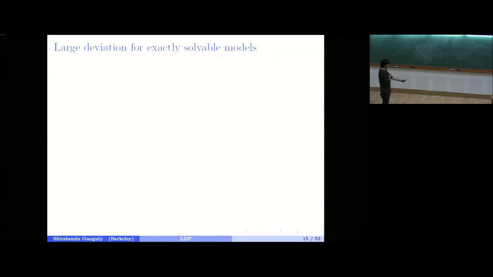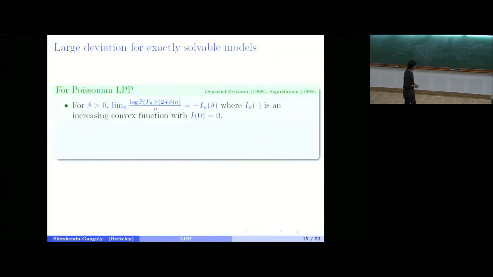Okay, again, what is known about large deviation? For Poissonian LPP, it was proved by Jean-Dominique Deuschel and Ofer, and also separately by Timo Seppäläinen, that the log of the probability of the polymer weight being bigger than (2 plus delta) n, divided by n, converges to some rate function, which is convex and has all the nice properties. And for the lower tail, a similar result was proved, where you look at T_n smaller than (2 minus delta) n.